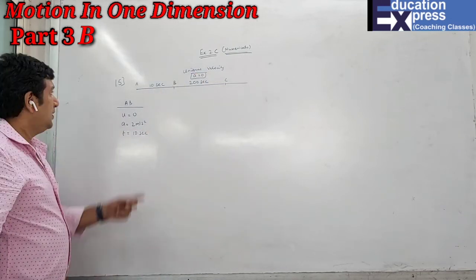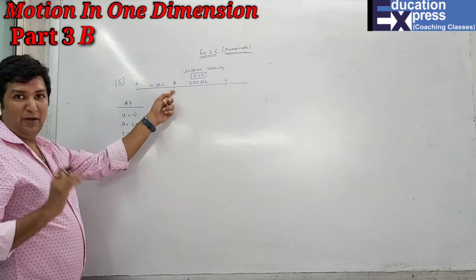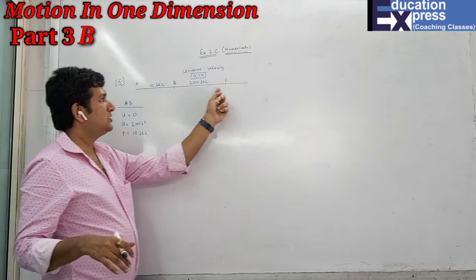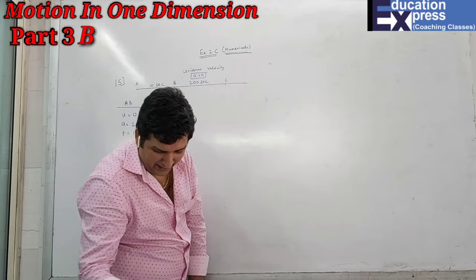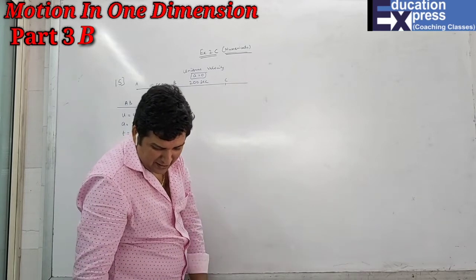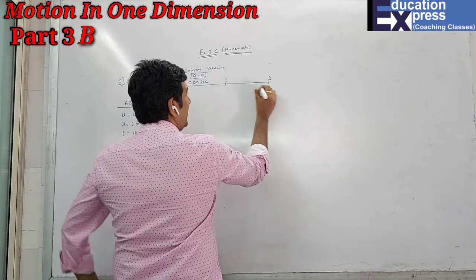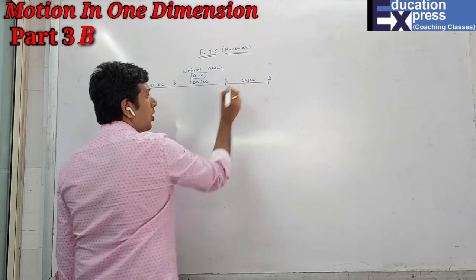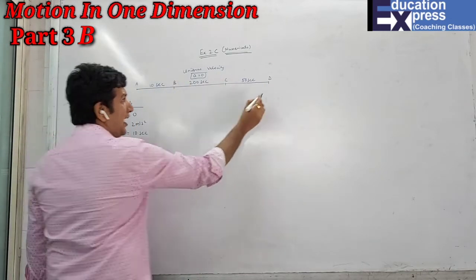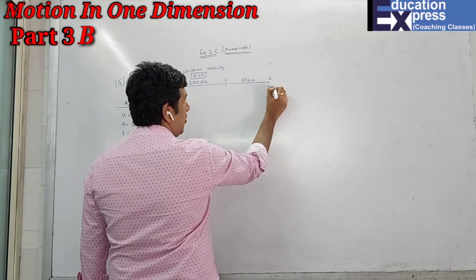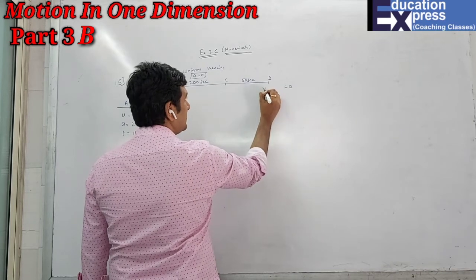That means the body started with 0, accelerated, so it would have gained some velocity. There was some increase in velocity which remained constant till point C. Now after C, what happened? The brakes are then applied. That means at point C, brakes are applied and the train is uniformly retarded and comes to rest in 50 seconds. That means in all, the train was in motion for 250 seconds, and finally the velocity was 0.